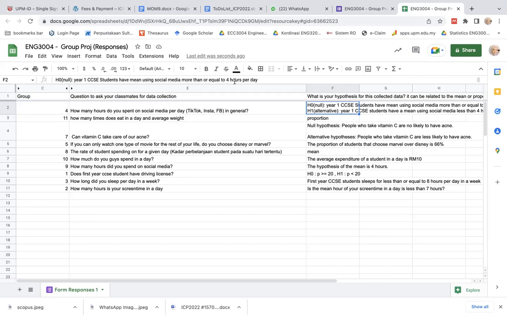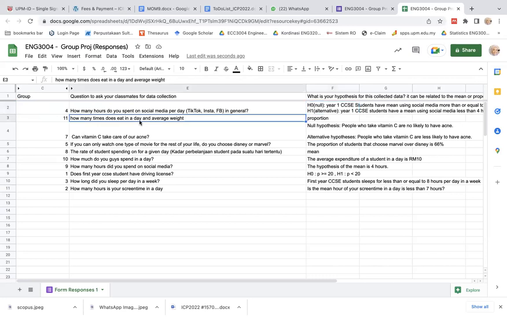So let's say they reject this hypothesis. What would this study mean? What would this test mean? It means that the CCSE students spend more time doing work instead of social media. So this is a good hypothesis, actually. Okay, good job.